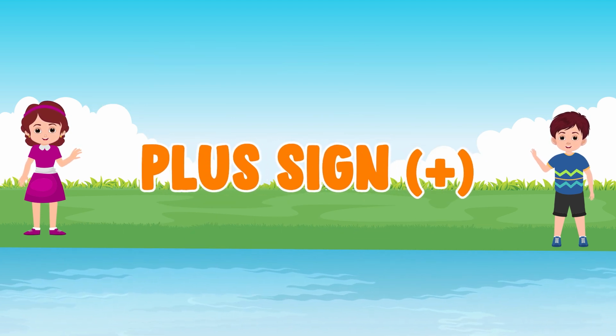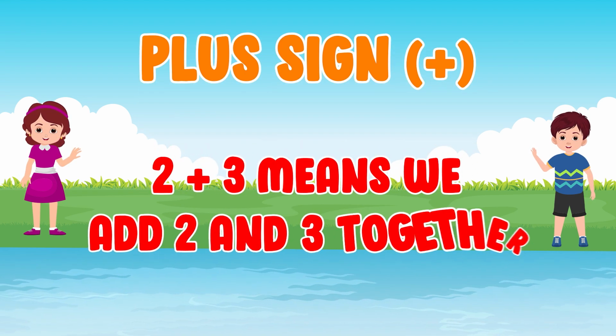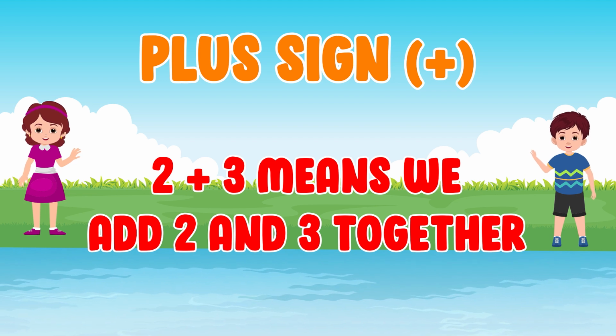The plus sign, plus symbol, is a special symbol that tells us to add numbers. For example, 3 plus 2 means we add 3 and 2 together.